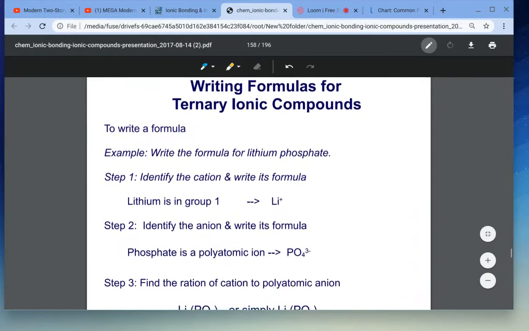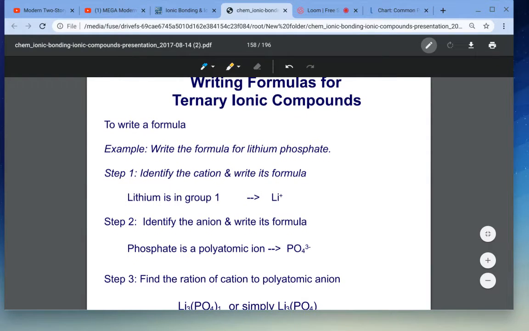All right, so to write the formula, you're going to use the crisscross method. First, you're going to find the charge. So we want to write the formula for lithium phosphate. So I give you the name, tell me the formula. So lithium, on your periodic table, you just find your periodic table, Google one. Lithium has a +1 charge.